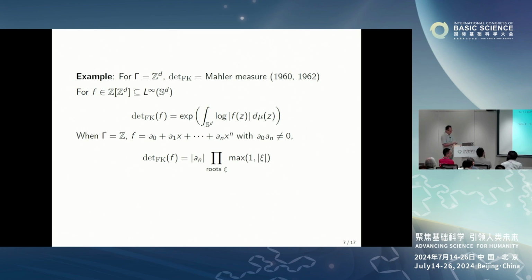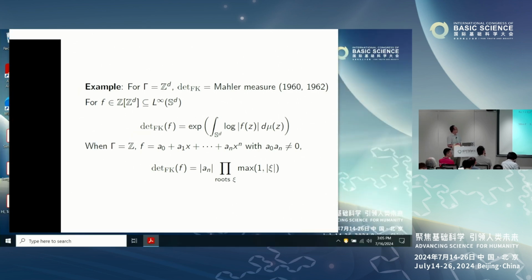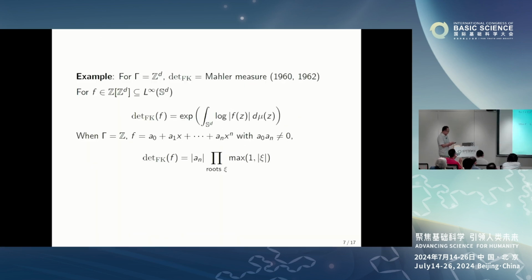Now here are a few examples of the Fuglede-Kadison determinant. In the case where the group Gamma is simply Z^d, it turns out that the Fuglede-Kadison determinant is equal to the so-called Mahler measure introduced by Mahler in number theory. Actually, Mahler introduced the Mahler measure after the Fuglede-Kadison determinant was introduced.